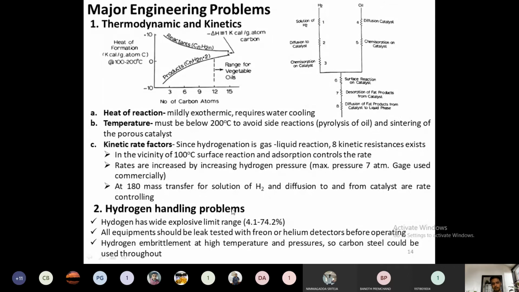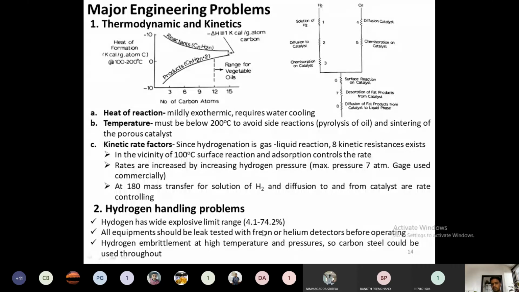We have already seen in the first unit, in nuclear materials and propulsion materials, that hydrogen is a highly explosive material. It has a wide explosive limit between 4.1 to 74.2 percent. In order to suppress this explosive limit, all the equipment should be leak tested. We should ensure that there is no water content or air content inside our reaction system. Before charging any reactant into our hydrogenator, we need to ensure that there is no air, oxidation, or oxygen present inside it.